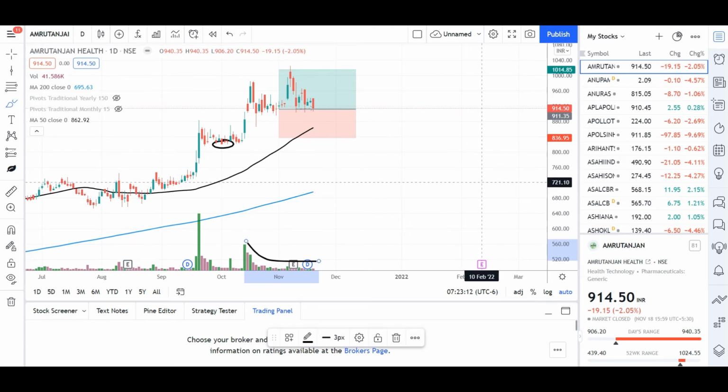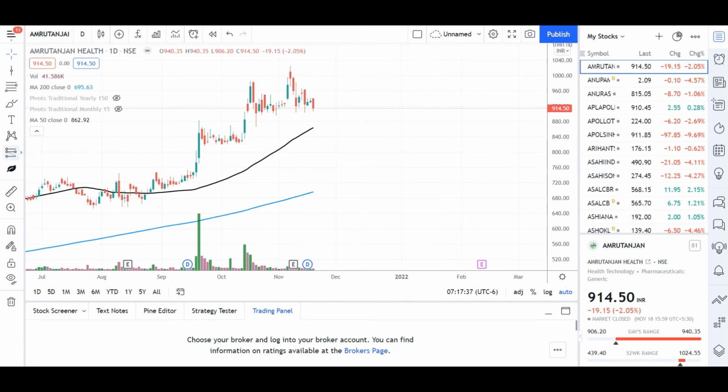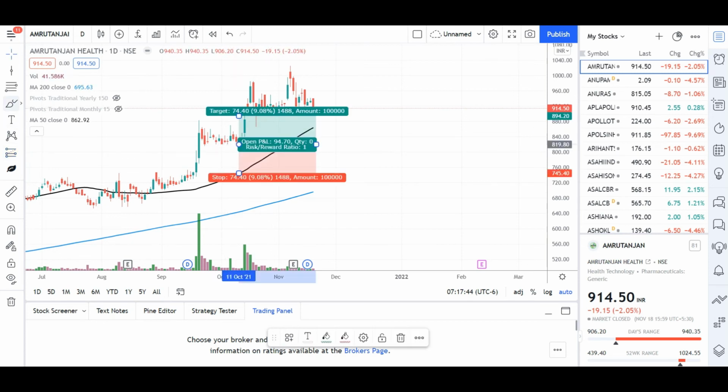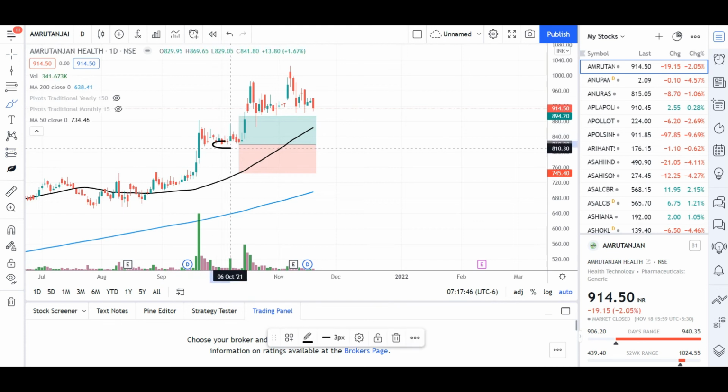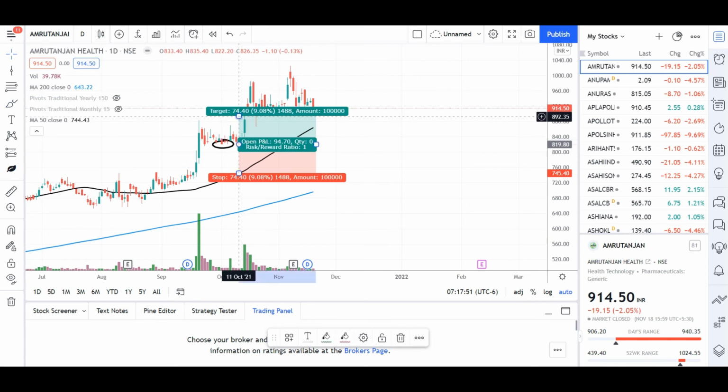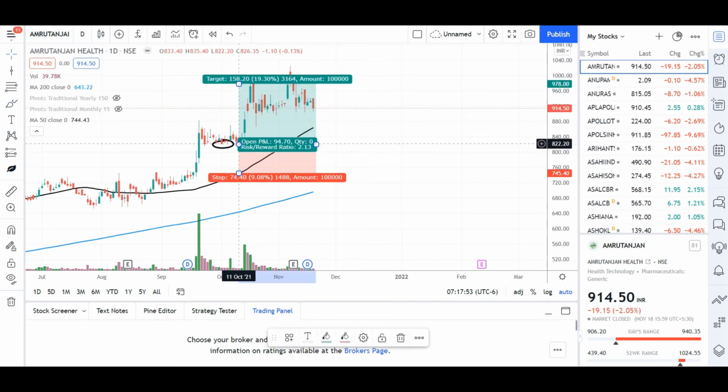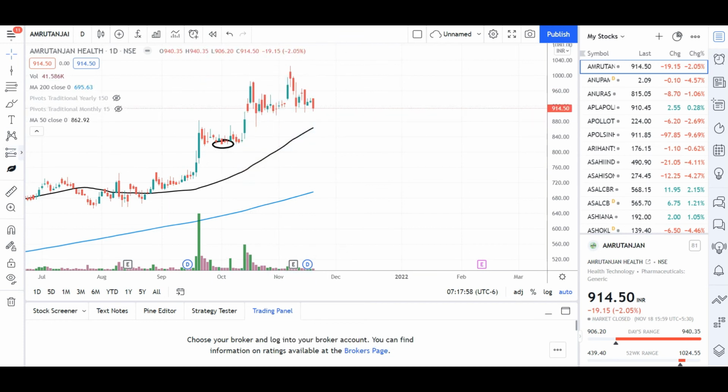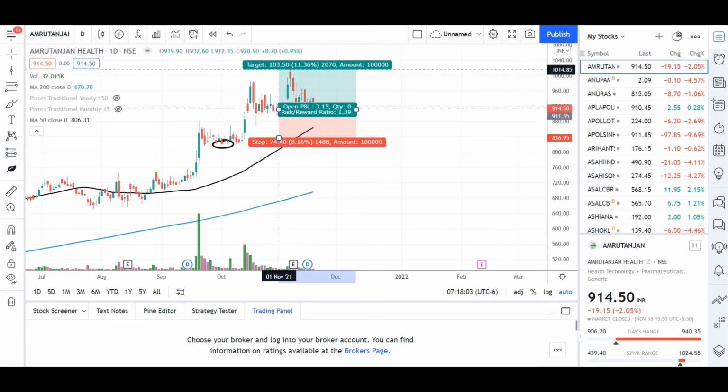So how do you trade here? Basically, when the volume goes down, you take a position around here. You can see the stock moved 20% after that within 1 week. Again you could have taken a position here, and the stock went up 10% within 1 week. So that is the beauty of the volatility contraction pattern.